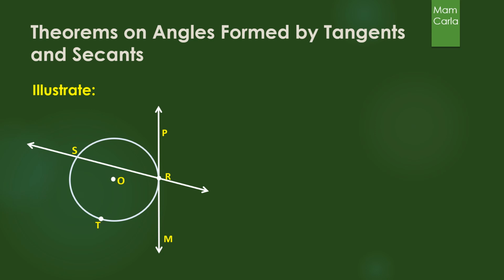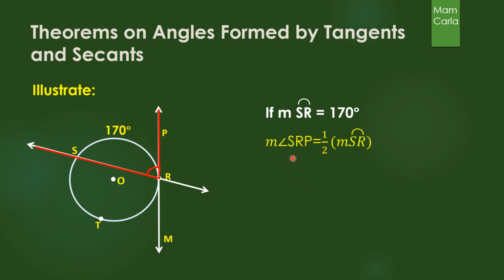Given this figure, let us find the measure of angle SRP. If the measure of arc SR is 170, what would be the measure of angle SRP? Simply, the measure of angle SRP is equal to 1/2 the measure of our arc SR. So we simply divide 170 by 2, which is 85. So the measure of this angle is 85.